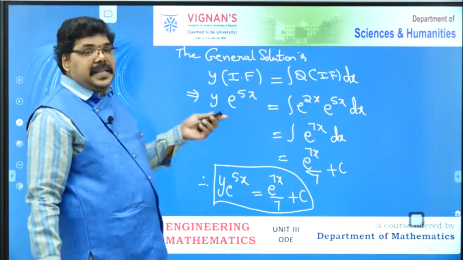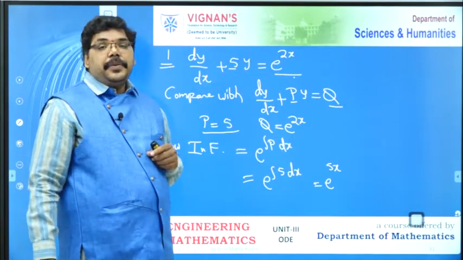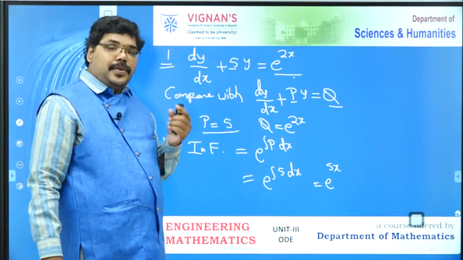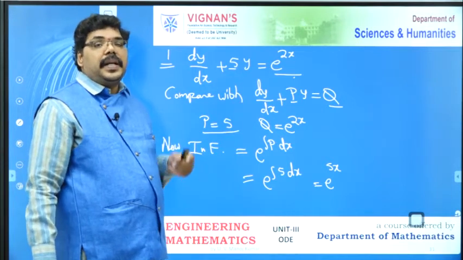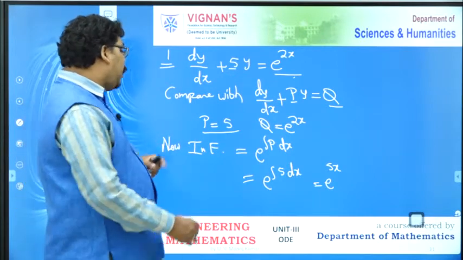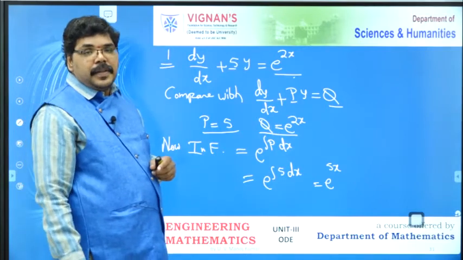Okay, let us see it again. A differential equation is given to us. So we are comparing with the standard form. What is the standard form? You should remember: dy by dx plus p of y equals q. So when I compare, I got p is 5, q is e power 2x.